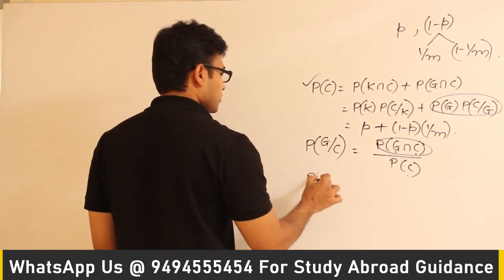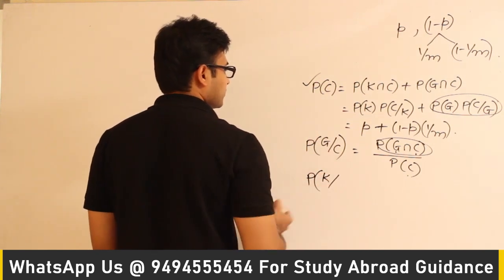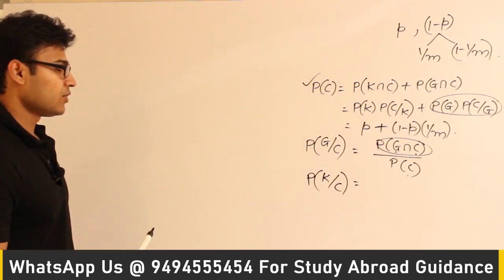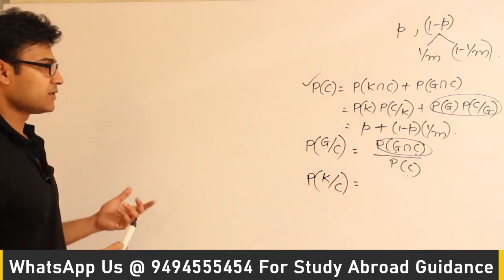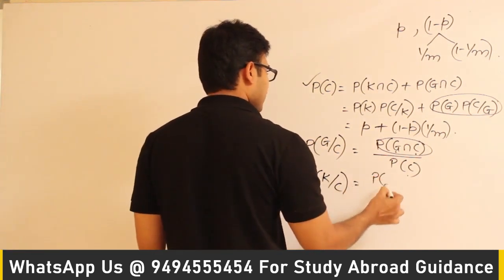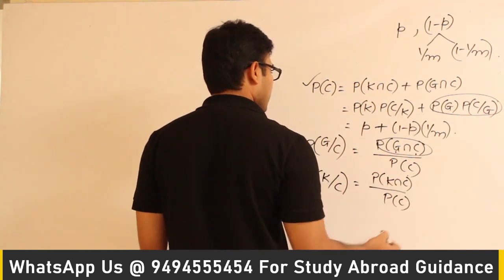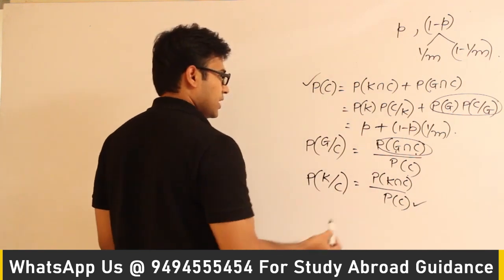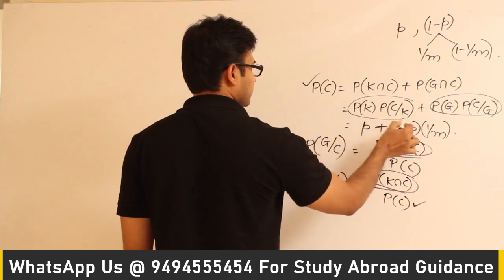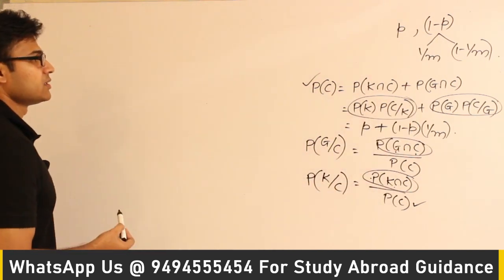Or they might ask you, what is the probability that she knows the answer given that she has answered it correctly, right? So I want to find out whether she has guessed it or she knows it. Now how can you do that? Probability that K intersection C divided by P of C, and P of C is nothing but the total probability, and P of K intersection C is equal to this one, which is nothing but p, so that is equal to p by P of C.